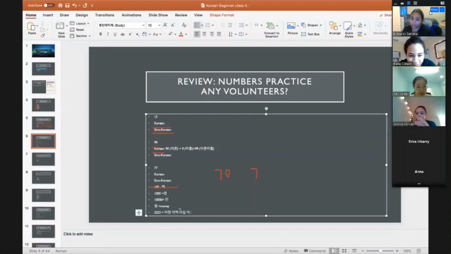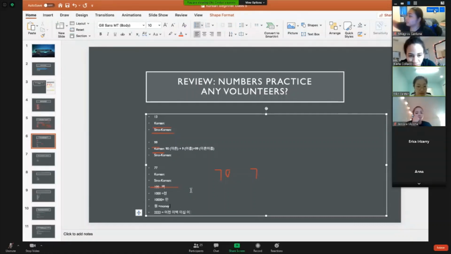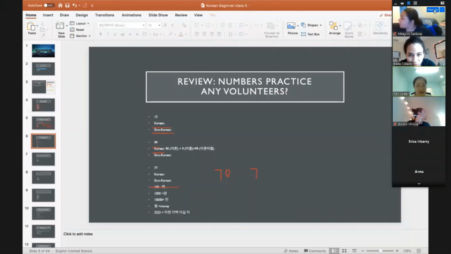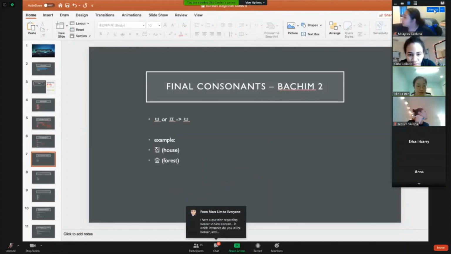So you add just the numbers that apply. It's 1,000, so 천, then 100, 백, and then 20. 20 is 이십, 10 is 십, and then the single number. This is the same thing, so you can apply it to other numbers.